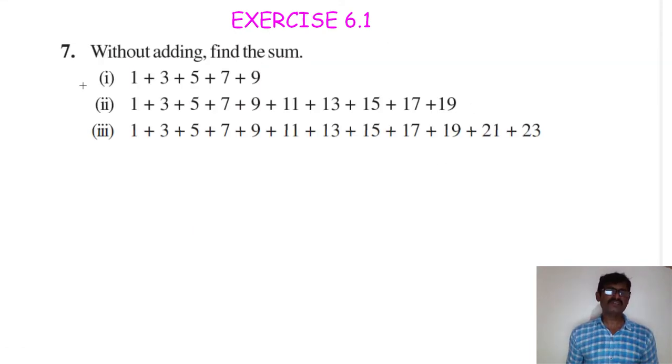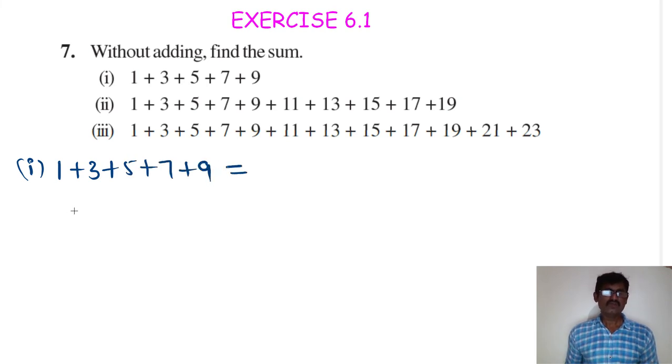Exercise 6.1, 7th problem. Without adding, find the sum. So first problem is 1 plus 3 plus 5 plus 7 plus 9. This is equal to, we know that the sum of odd numbers starting from 1 equals the square of how many numbers we have. Here we have 1, 2, 3, 4, 5 terms. So this is equal to 5 square, which is equal to 25.